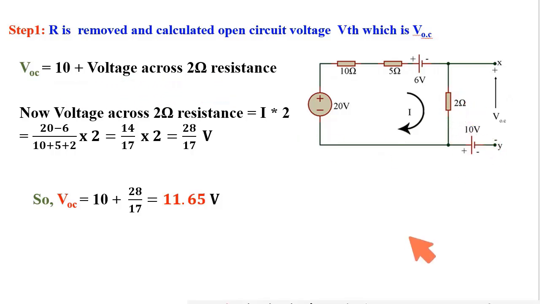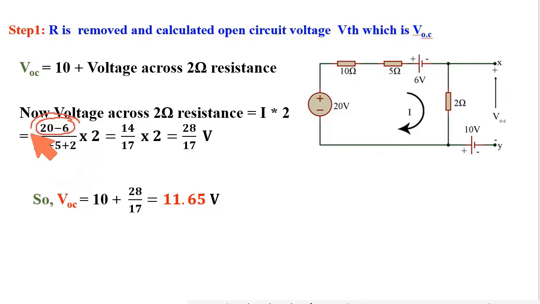Now what is the voltage across this resistance? Voltage across this resistance is this current I multiplied by this 2 ohm. Now what is this I? I is equal to the total voltage in this circuit divided by the total resistance. Now see here, minus plus plus minus. If I consider this voltage as positive, this will be negative. So ultimately, the equivalent voltage of this loop is 20 minus 6. So 20 minus 6 is the voltage, and the resistance is 10 plus 5 plus 2, that is the circuit resistance.